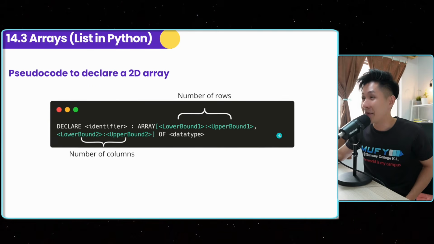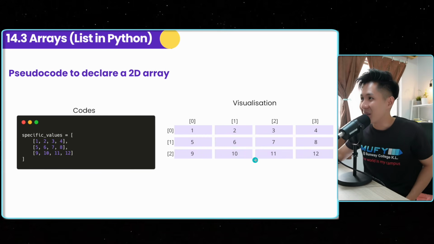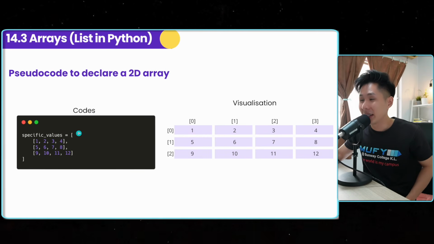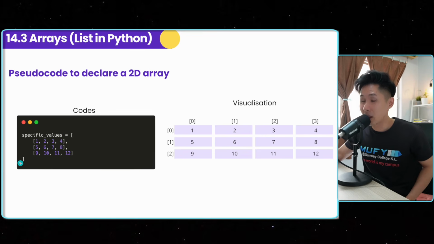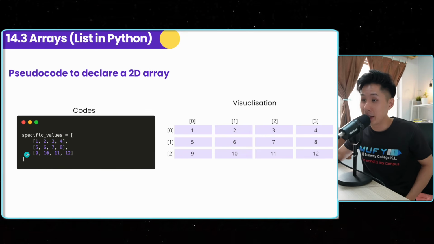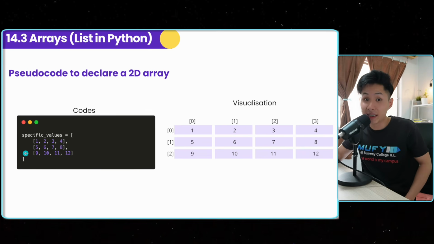And the 2D array is another thing here. So this is how we declare a 2D array using pseudocode and in Python. Again, it's very similar. You use a square bracket, and because it's a 2D array, meaning a 2D list, meaning you have a list inside a list.